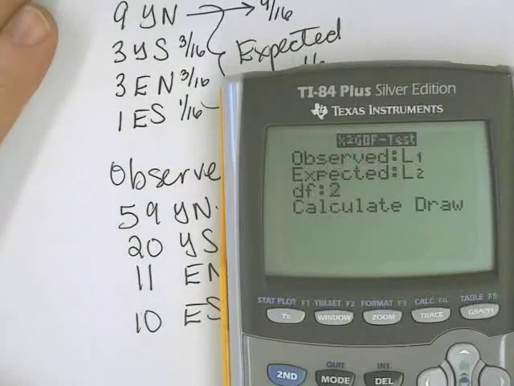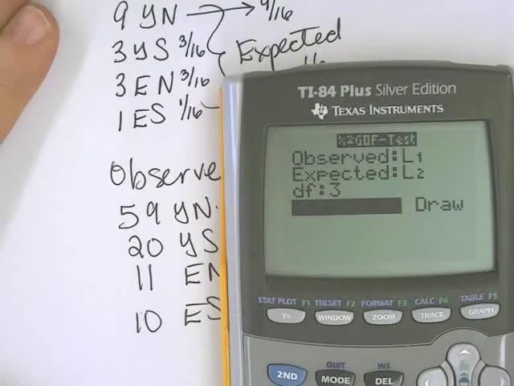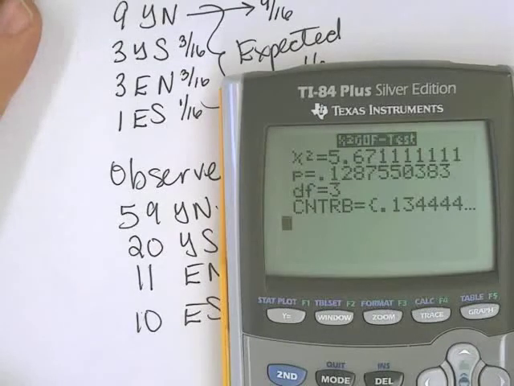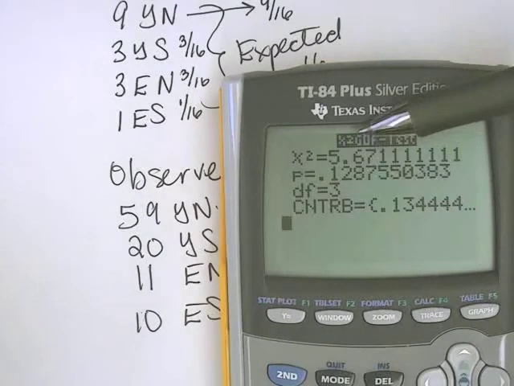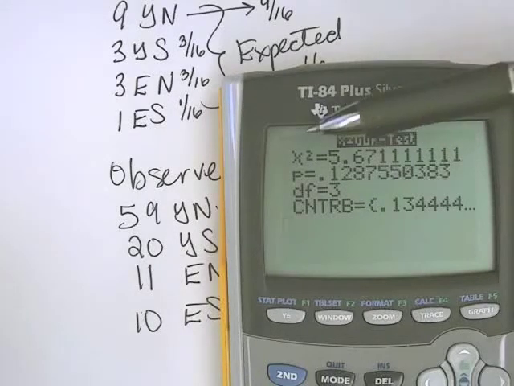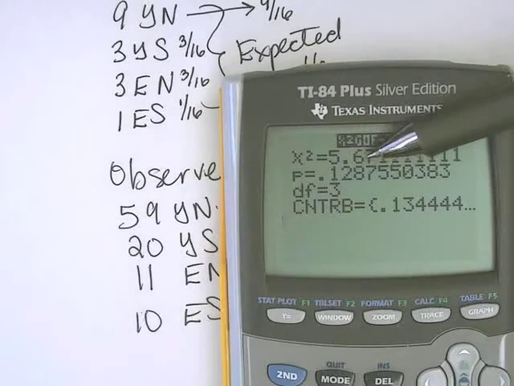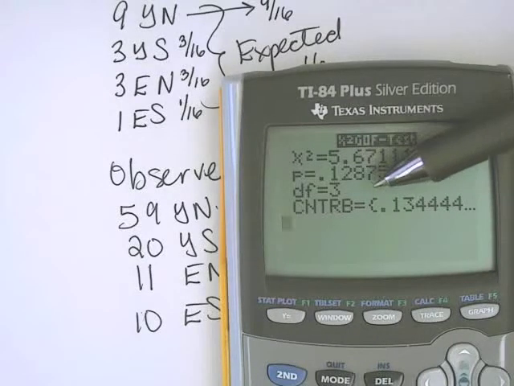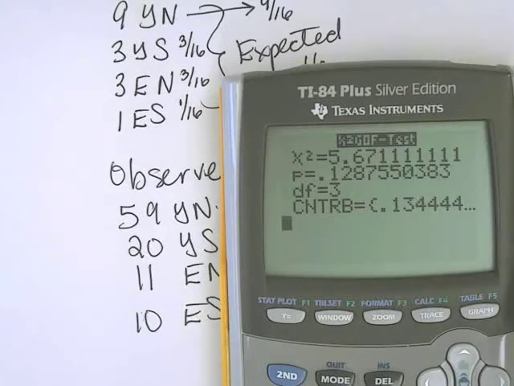And then I go to calculate, and so I find out that my chi-squared is 5.67, and that my p-value is 0.128. 0.128 is a pretty large p-value, so we're going to fail to reject the null hypothesis that they're the same. And so we recognize that our model, or the sample we have, is not the same as what we collected or what was predicted.